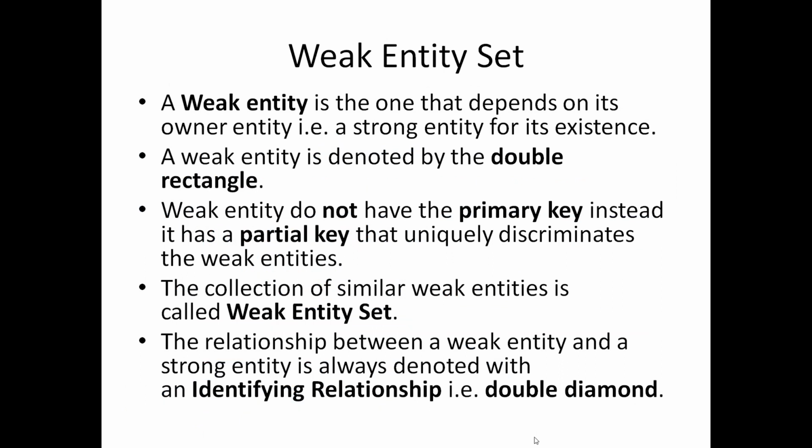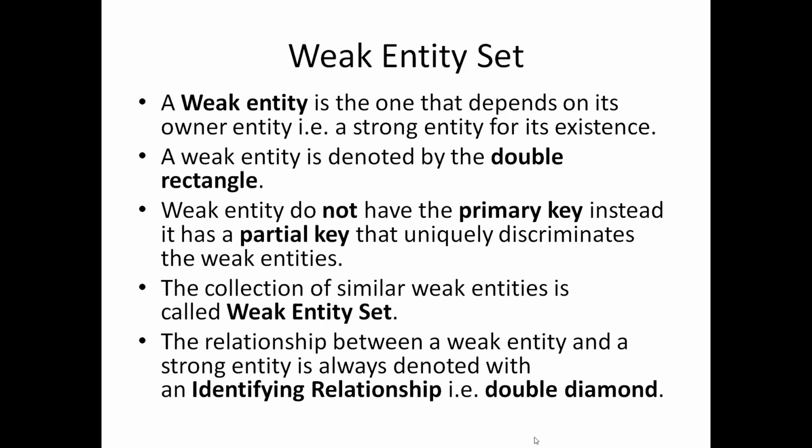So a weak entity set is the one that depends on its owner entity, that is the strong entity. We talked about the customer and the loan, right? A weak entity is denoted by the double rectangle that we looked at in the last slide. A weak entity does not have the primary key. Instead, it has a partial key that usually discriminates the weak entity.